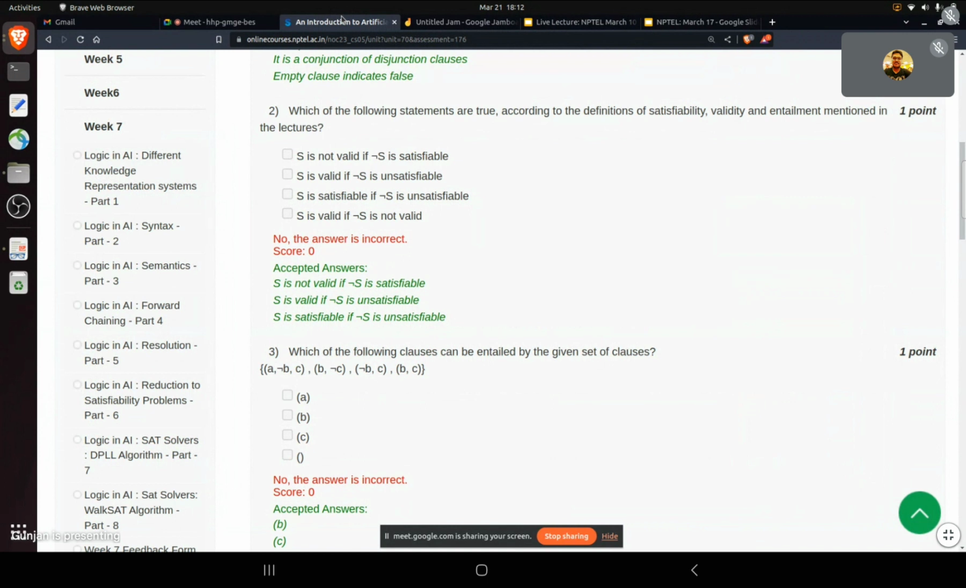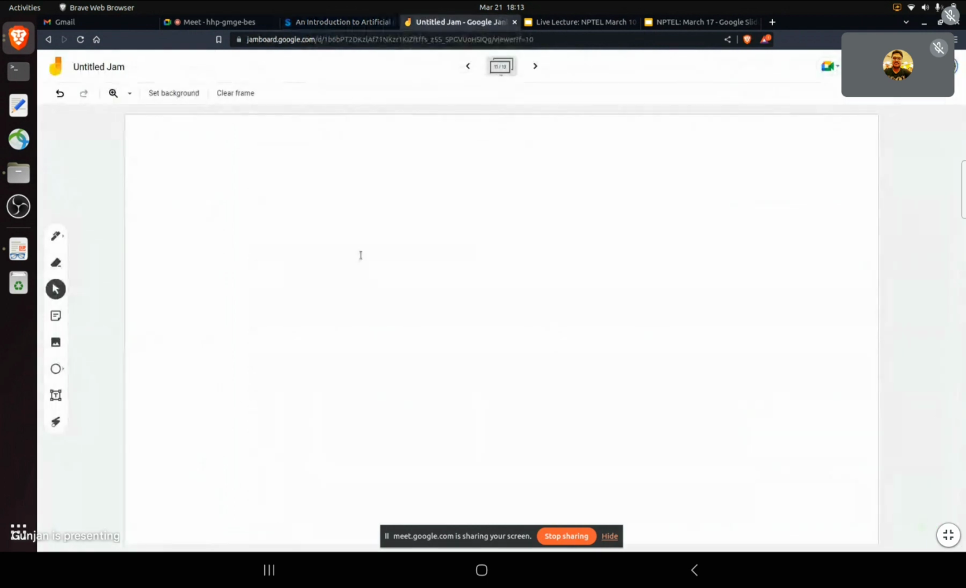Sir, actually, not S is not valid means not S is false for all worlds. Does that mean that S is valid? No, it may still be true in some worlds and false in others. See, when we say valid, we mean that it is true in all worlds. That is what you have to remember, right? If we are saying not S is not valid, then what does it mean? It means that not S is not true in all worlds.